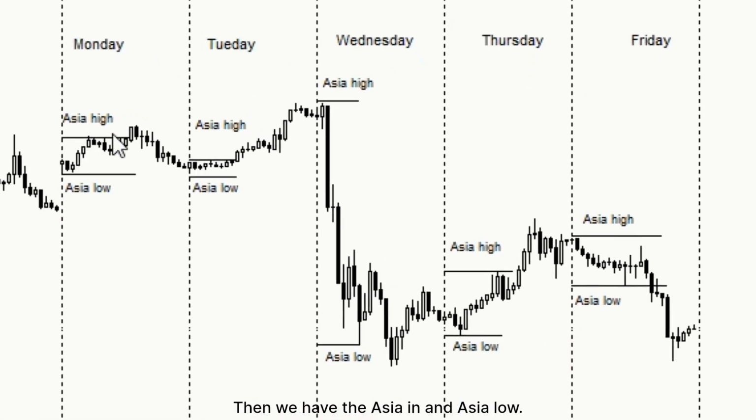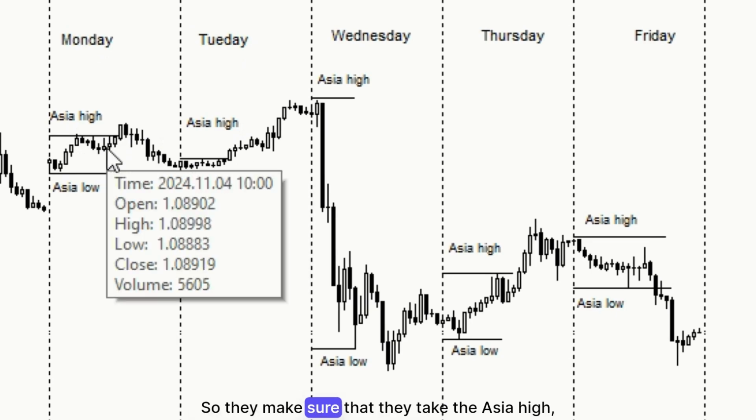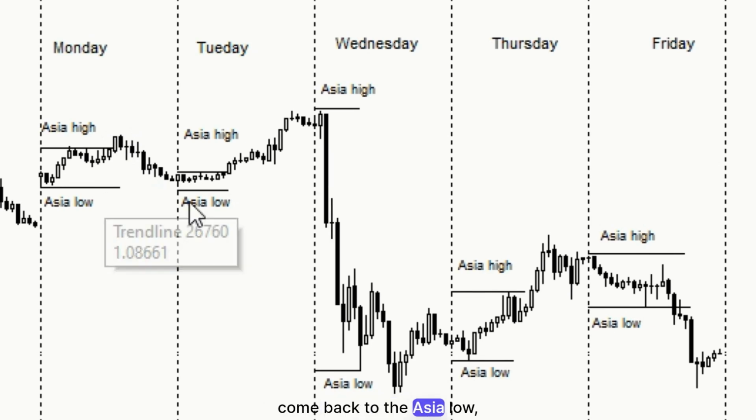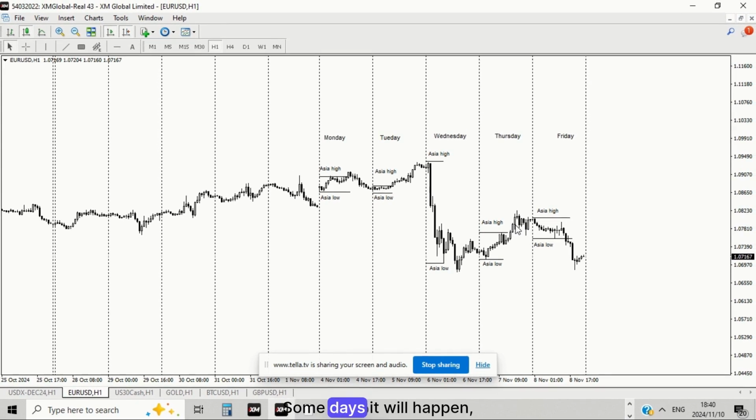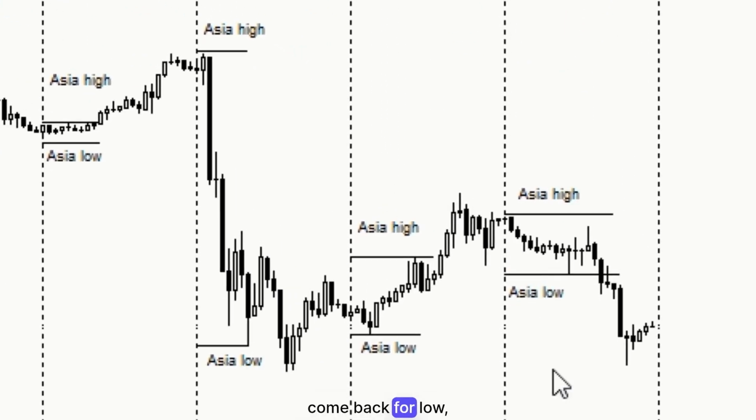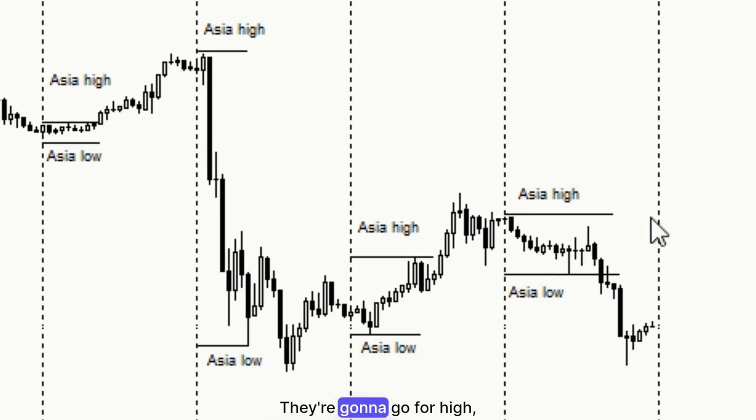Then we have the Asia high and Asia low. They make sure that they take the Asia high stop losses, come back to the Asia low stop losses, go back to Asia high stop losses, come back to Asia low stop losses. You understand? Some days it will not happen, but it happens most of the days. So they'll take high, come back for low. You understand? So come back for low, they're gonna go for high.